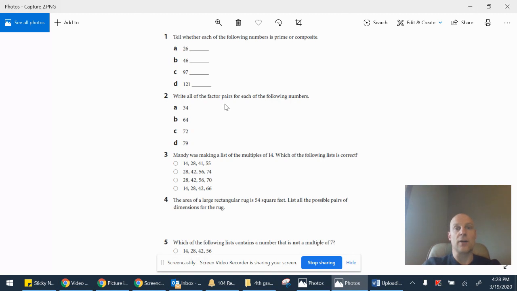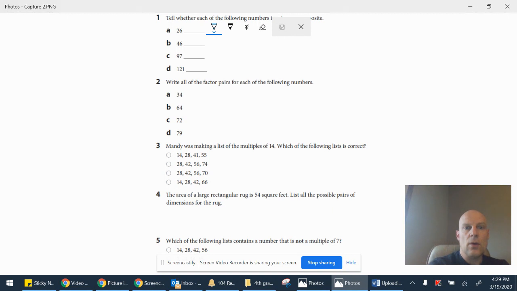Number 2, write all the factor pairs for each of the following numbers. Well, for 34, again, I'm thinking, I know I can split 34 in half. As a matter of fact, I can do that with all even numbers, can't I? So our factor pairs for A would be, let's make sure I can write here. Here we go. 1, 2, half of 34 is 17, and then we have our 34.